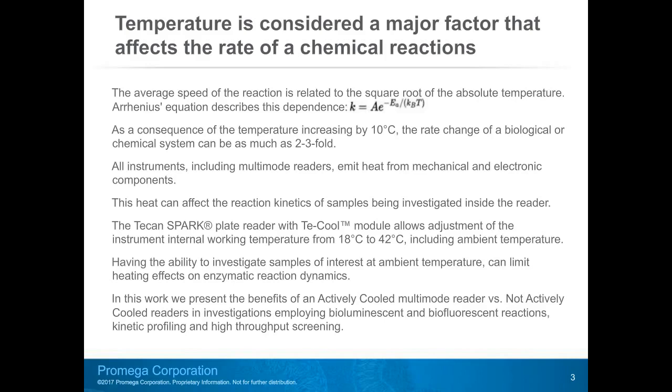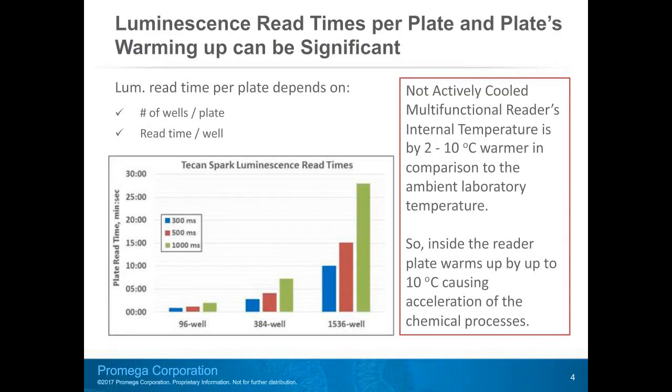We know that all chemical reactions are affected by temperature. This effect is quite significant. Reaction rate acceleration of 2 to 3-fold is observed with a temperature increase of 10 degrees Celsius, as described by the Arrhenius equation. All instruments generate heat, which affects the chemical reactions monitored inside of those instruments. The Tecan T-Cool module is capable of maintaining stable temperatures from 18 to 42 degrees Celsius, which mitigates this issue.